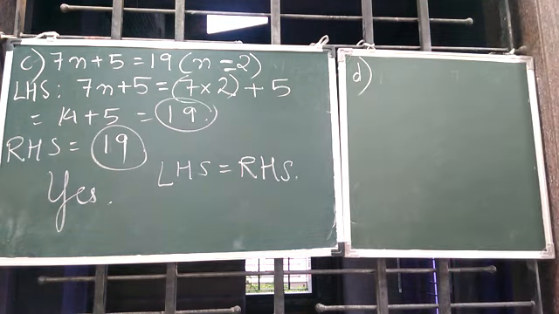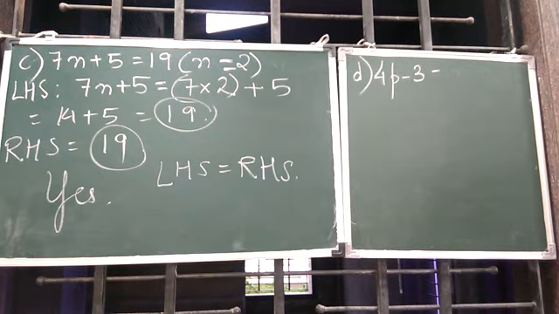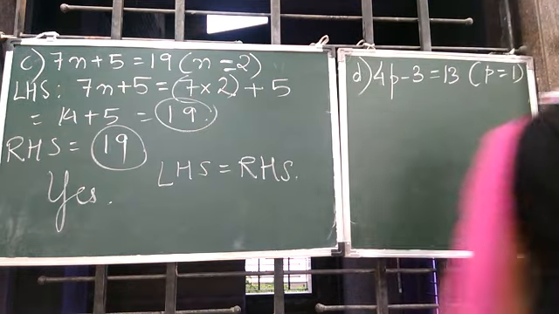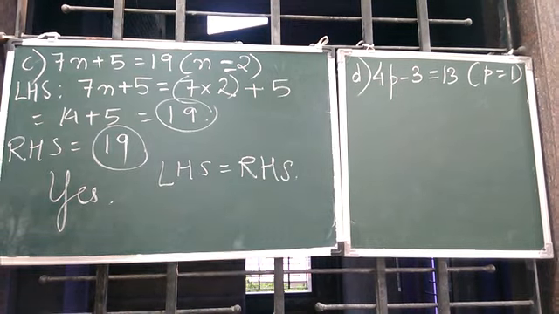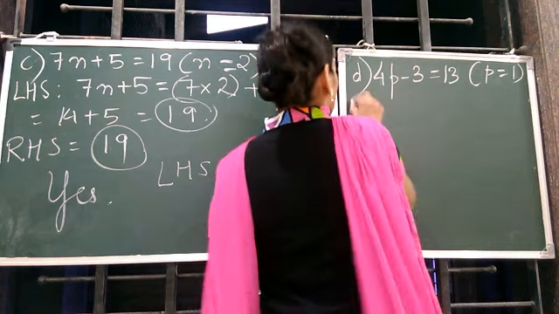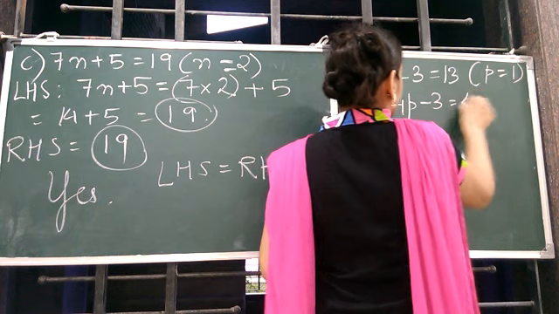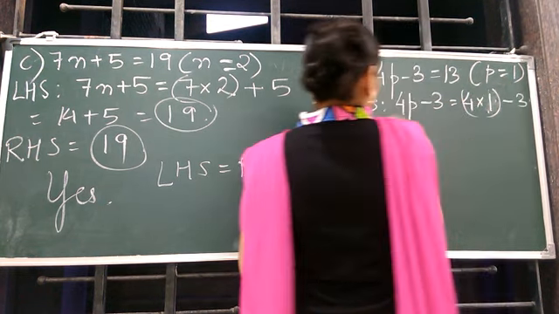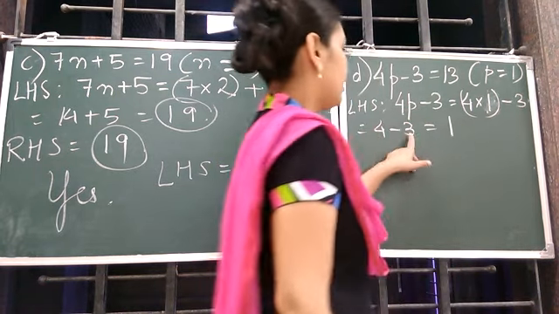D. 4p minus 3 is equal to 13, where p should be equal to 1. Yes. So that means now we will put the value of p as 1. So LHS is equal to 4p minus 3, that is 4 into p. The value of p is 1, minus 3. So 4 ones are 4, minus 3 will give you 1. 4 minus 3 is 1.